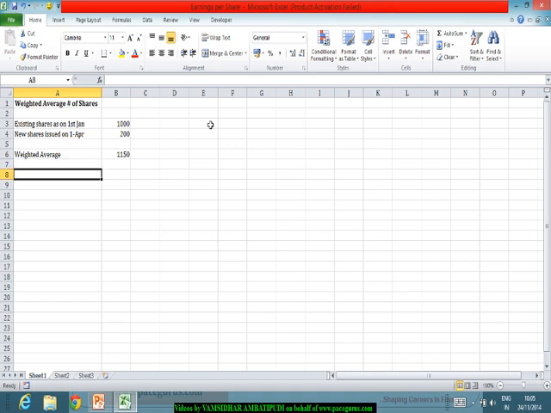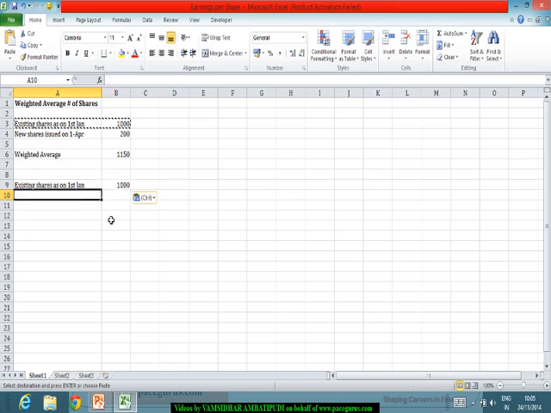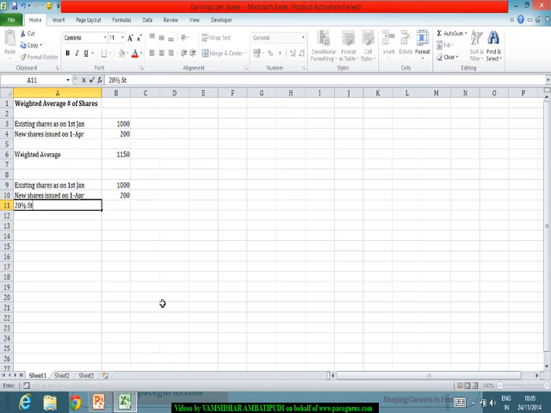I'll take this as the weighted average number of shares. But with the same example, let me take one more case. Existing shares as on 1st Jan is 1,000, the new shares issued on 1st April is 200. Then, 20% stock dividend.